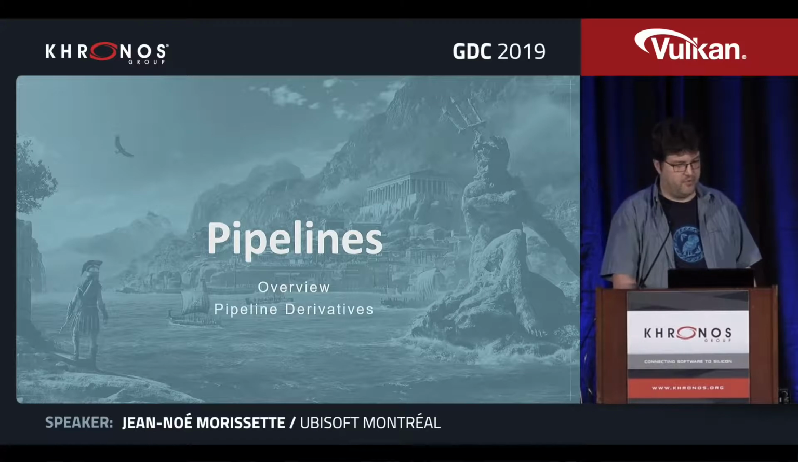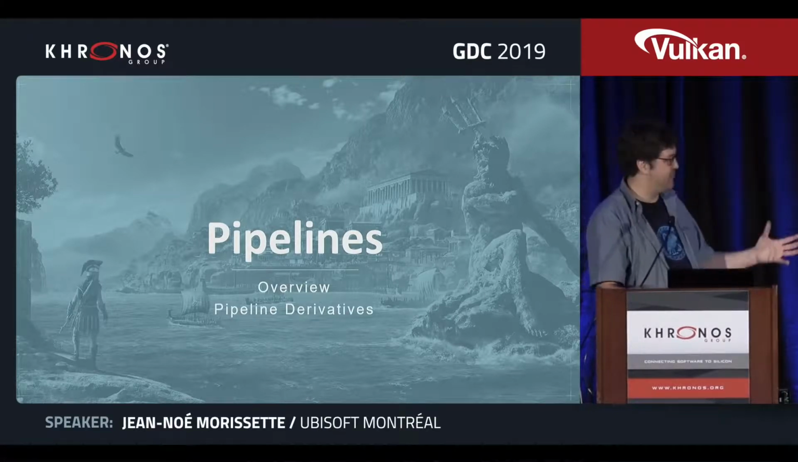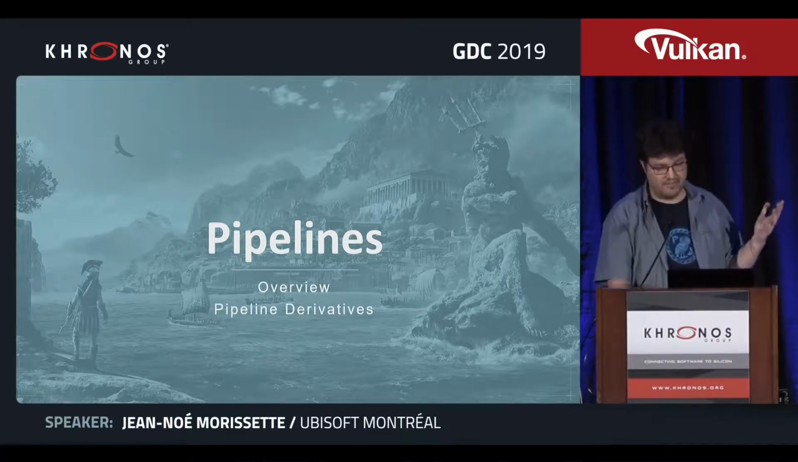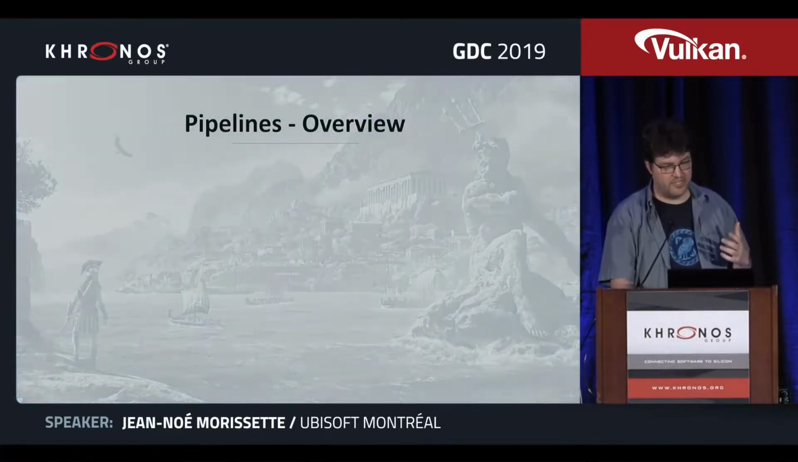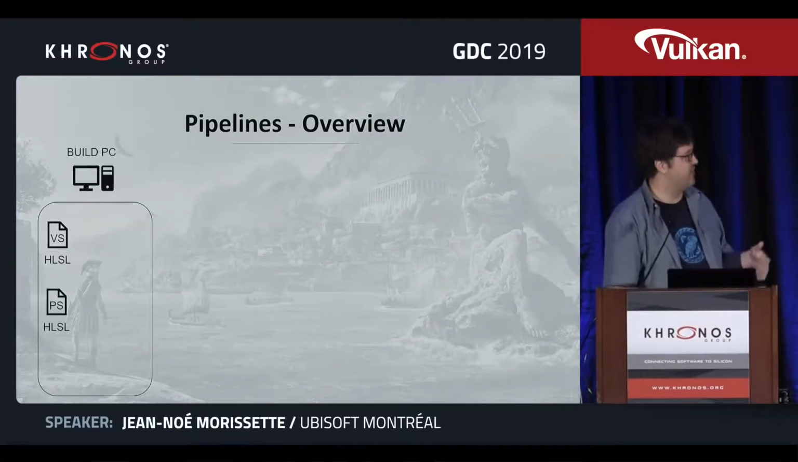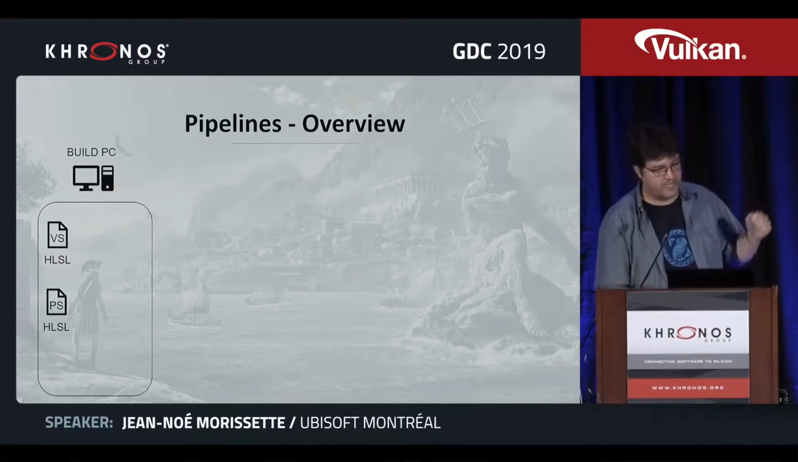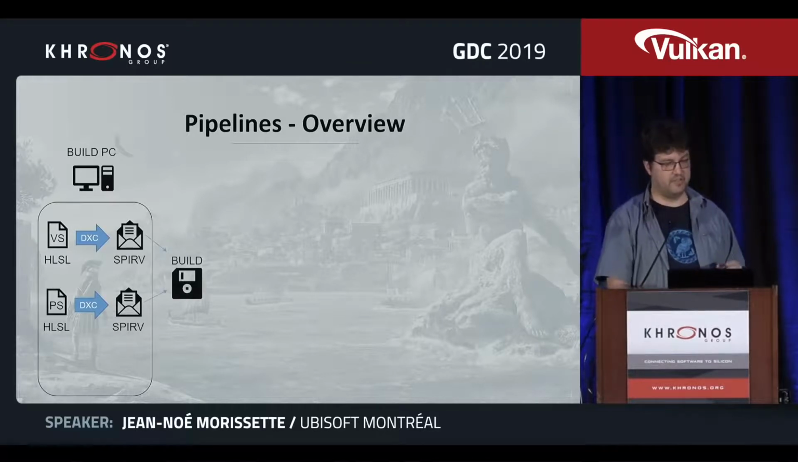Pipelines. Oh, I'm going over in time. Pipelines, quick overview. This is what helps make these low-level APIs much faster, but creating them is slow. So let's have a quick look at creating our pipeline. On the build machine, your PC, whatever, you have your vertex shader, your pixel shader, you run that through DXC, you get your SPIR-V, and then you put that in your build.